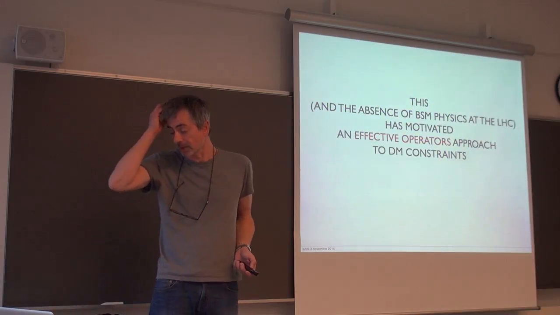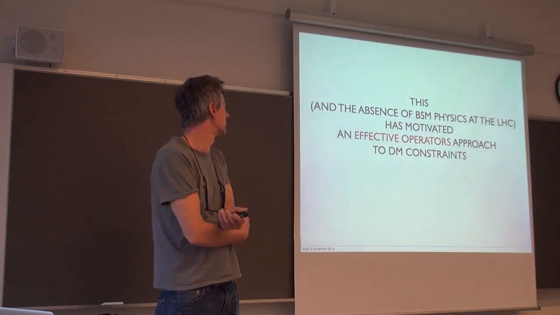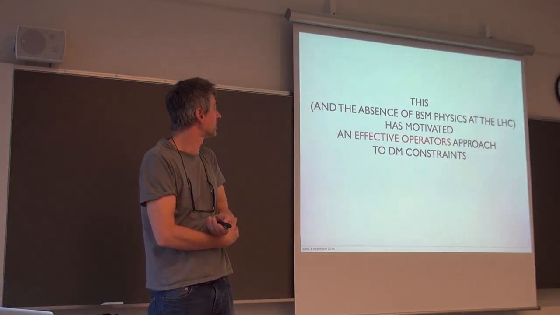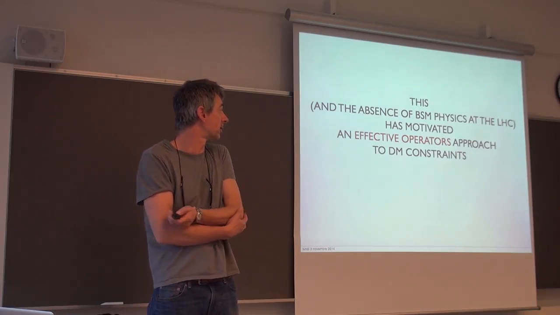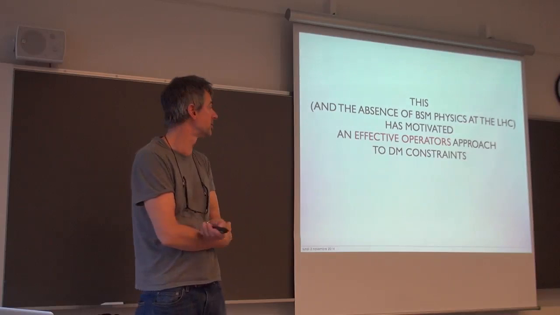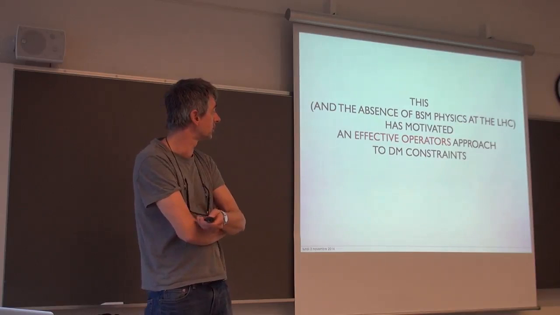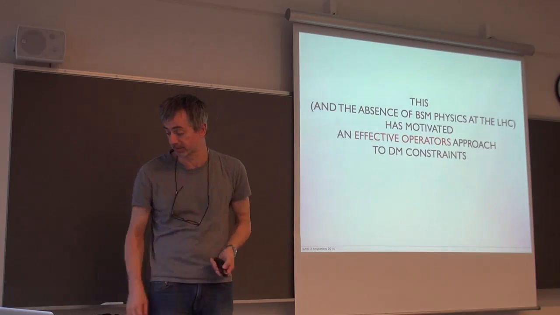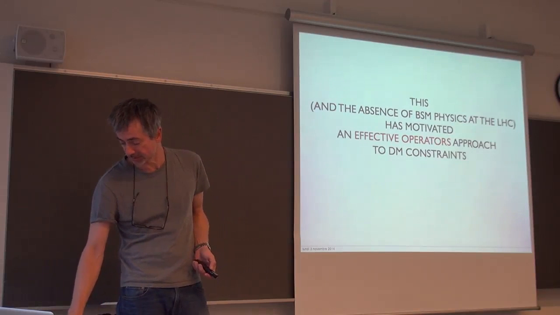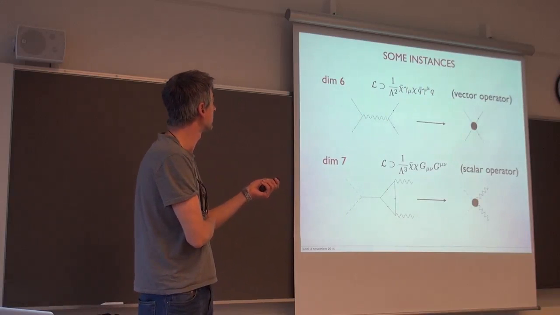And somehow the fact that you have so many possibilities, and also a related embarrassing issue, which is that we don't have indication of physics beyond the standard model at the LHC, has motivated an effective, model-independent approach to dark matter, and more specifically to dark matter constraints. So here you have two illustrations of that.